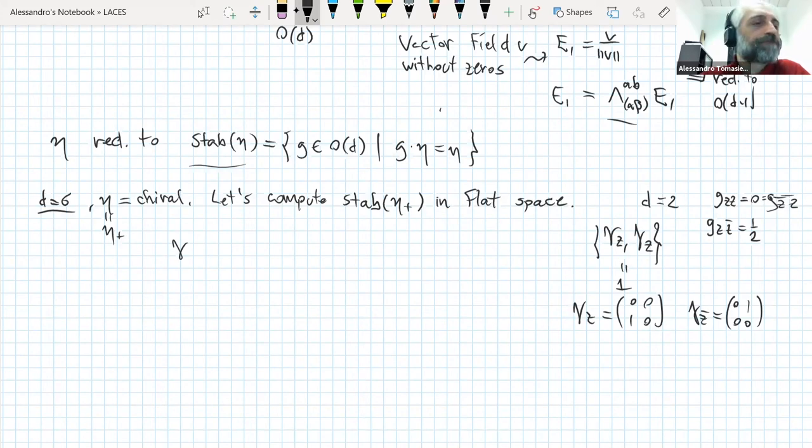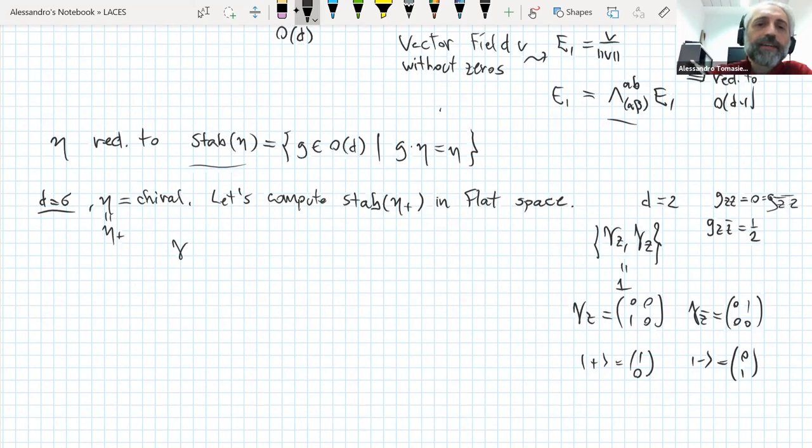You can think of this as, if you introduce a vector, a state plus and a state minus, with the first component non-zero or the second, then it's natural to think that the gamma z lowers, so it maps (1,0) into (0,1). It's an annihilator, so to speak. And vice versa, gamma z bar is a creator. These are familiar, of course, from other contexts in quantum mechanics.